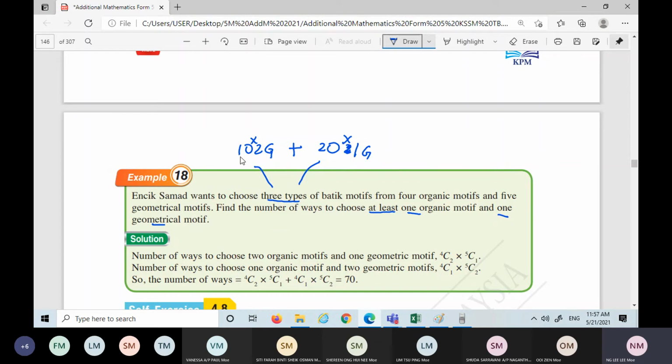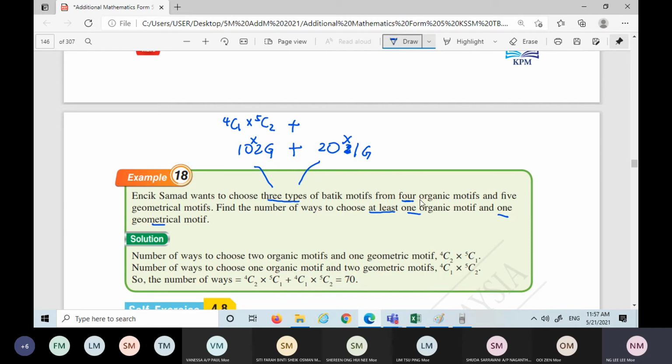Okay, so we start with this: 1 organic and 2 geometry. So 1 organic, you have 4 organic, 4 choose 1. 2 geometry is from 5 geometry, you choose 2, so 5 choose 2. This is one way. The other way, in between is plus.